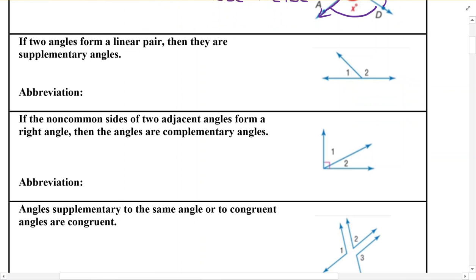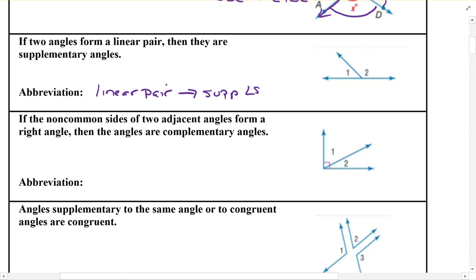If two angles form a linear pair, then they are supplementary angles. The shorthand or abbreviation that we can use in a proof, or if we're asked to give a reason for something we've done, is just to write linear pair implies supplementary angles.